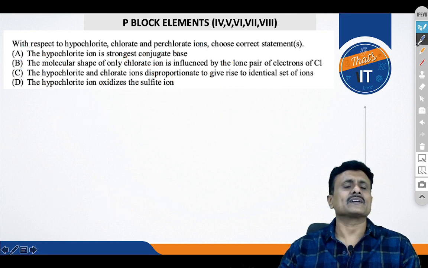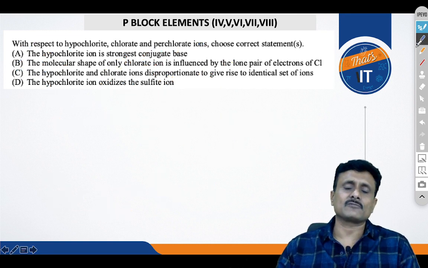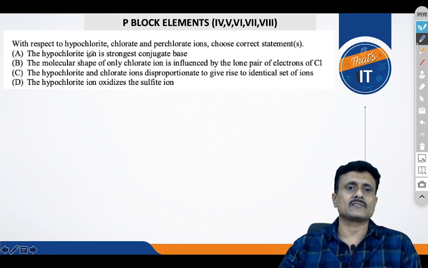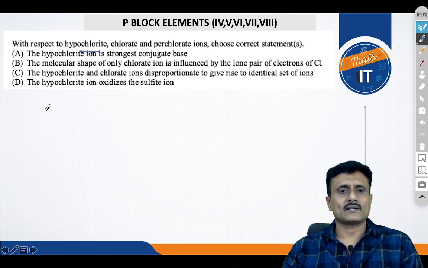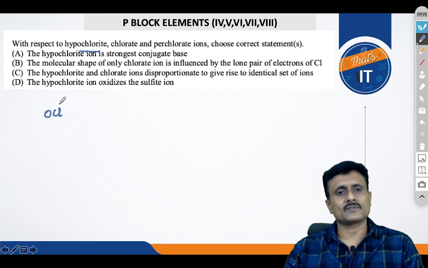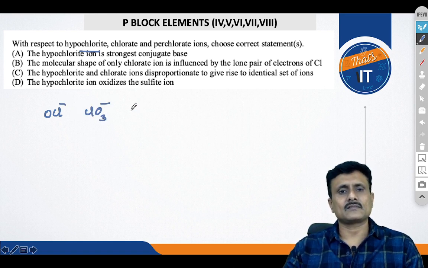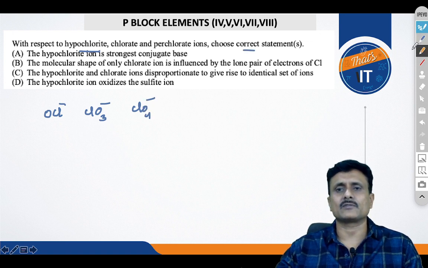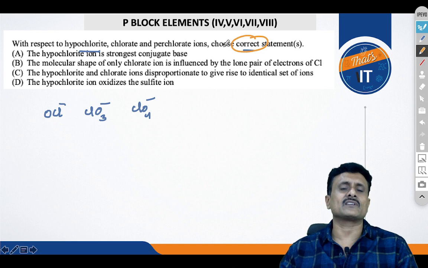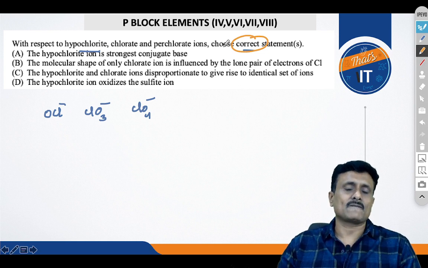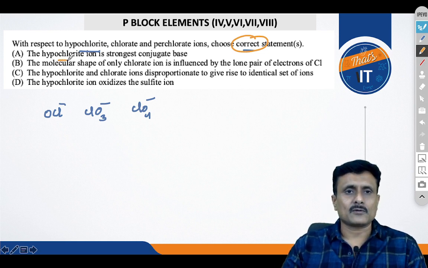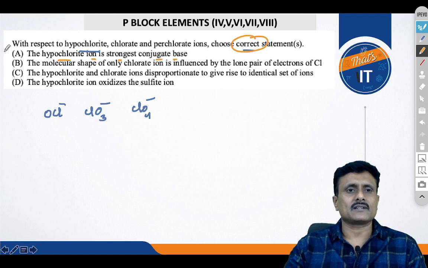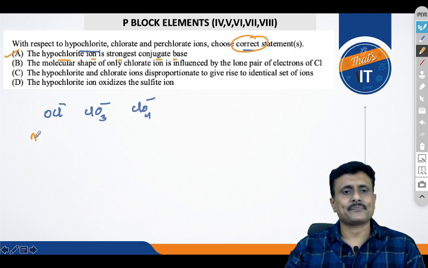A lot of theory is being covered through these questions. So please carefully follow these lectures, isn't it? Now you can see with respect to hypochlorite, that is OCl or ClO minus, chlorate ClO3 minus, and perchlorate ClO4 minus. You have to choose the correct statement. You have to make sure that whether you are sorting out the correct or incorrect carefully. You can see that hypochlorite ion is the strongest conjugate base. Let's check option A.